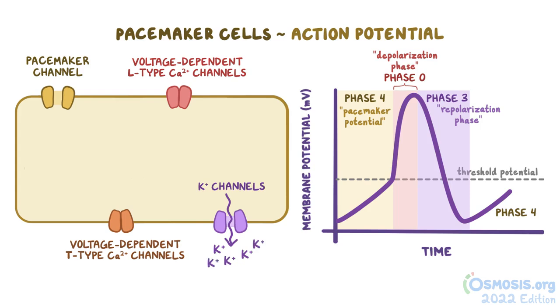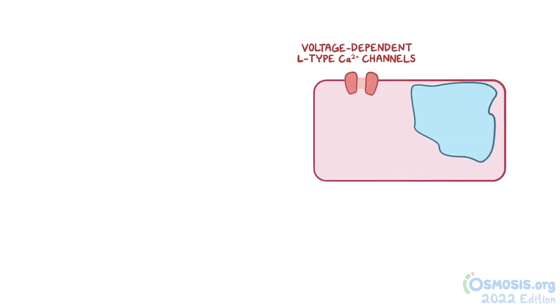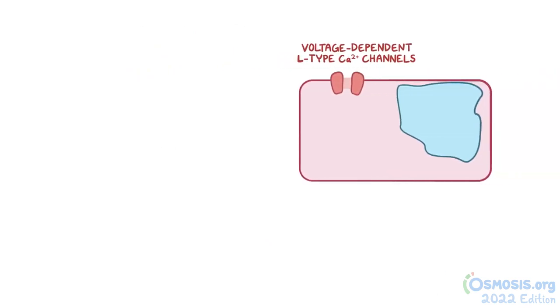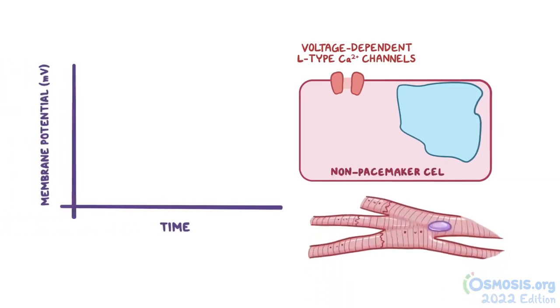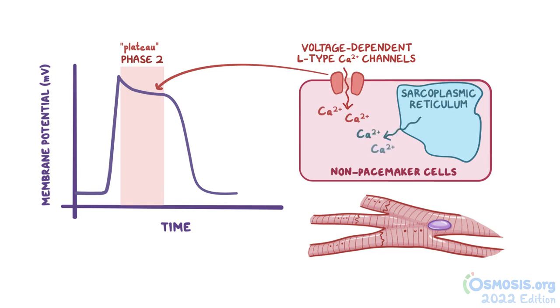Finally, it's important to note that besides pacemaker cells, L-type calcium channels are also found in non-pacemaker cells, and they're responsible for phase 2, or the plateau phase, of their action potential. Furthermore, calcium that passes through these channels, along with calcium that's released from the sarcoplasmic reticulum, are essential for the contraction of the cardiac myocytes that make up the rest of the heart.